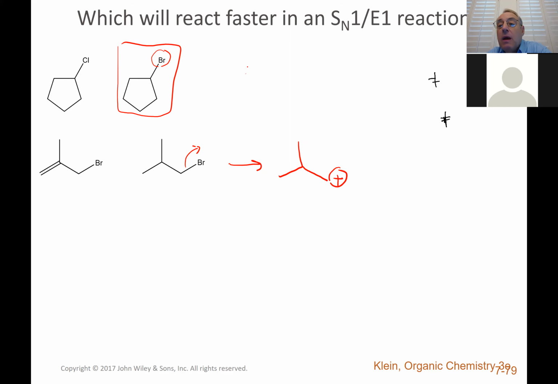Okay, and so let's look at the other carbocation here. Okay, this is good. Okay, thank you. Thanks for asking that. So now let's look at the loss of the leaving group here. We'll lose the leaving group there. And so now we gotta remember we have a double bond here.